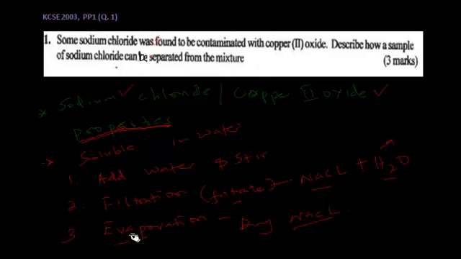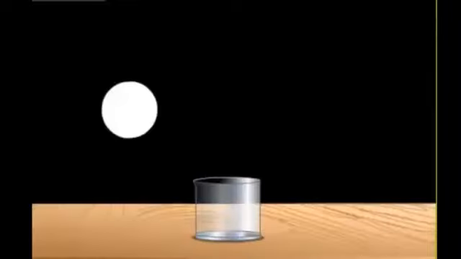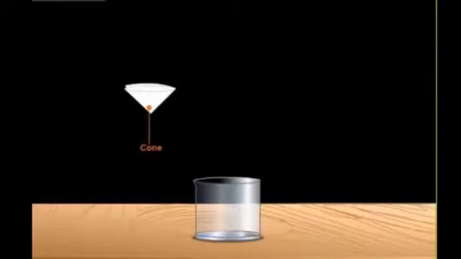Now I'd like to end this revision by just showing you an animation that describes the process of filtration. So what is filtration in this case? In filtration, the first thing you do is you take a filter paper, then you fold that filter paper into four, then you create a cone, as you can see there.